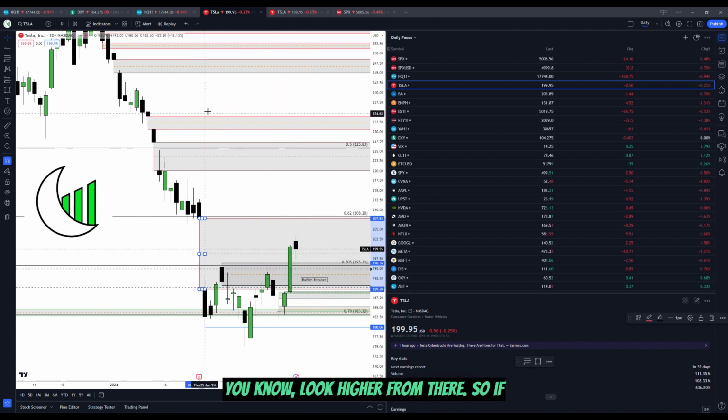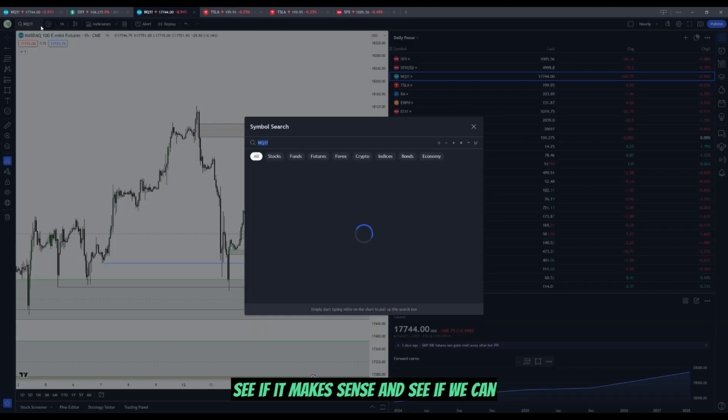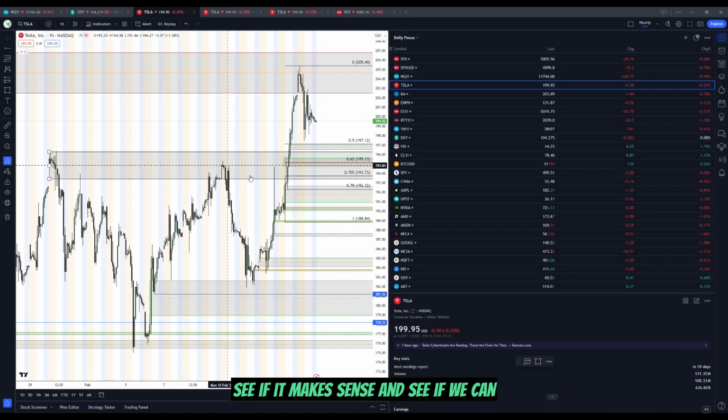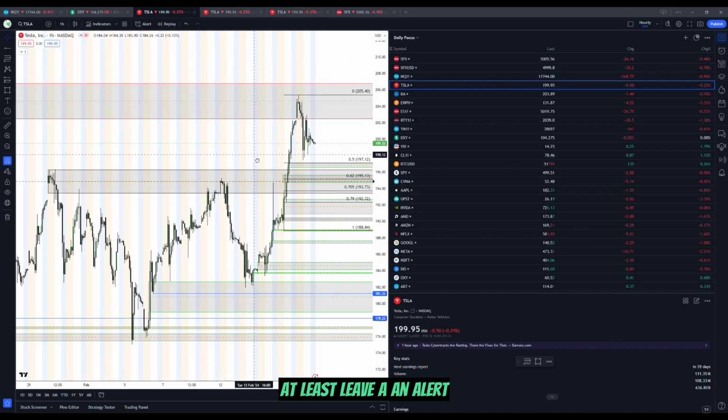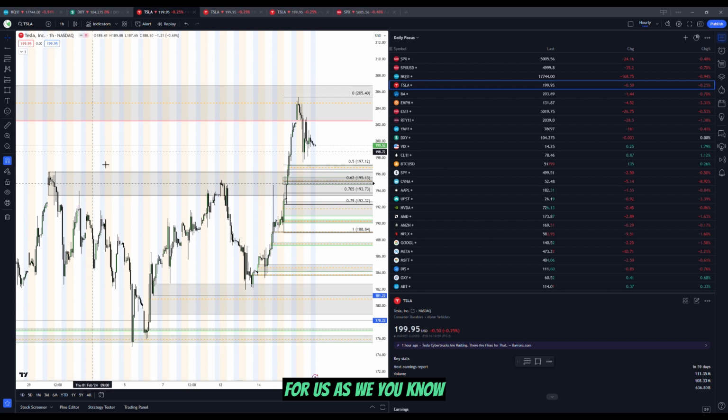look higher from there. So if this is still checking out, we know we have this bullish breaker down here, starts at 196. Now we can come on over and say, okay, well, this imbalance fills at 207.83. We also have multiple little daily highs working our way up in this area here up towards 217. Let's see what we can find on the hourly and see if it makes sense, and see if we can at least leave an alert for us as we kind of proceed here.